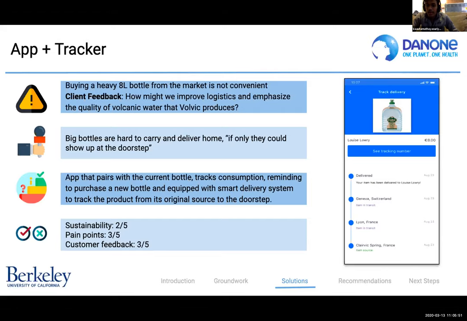So when the tracker tracks consumption, it will say, based on your drinking habits, we believe you're going to be done with drinking in 2 days' time. Do you want to purchase a new bottle? The app would then suggest ordering a new bottle, and facilitate the new bottle and its new tracker code. There'll be some kind of sensor on the bottle. Is that what you're saying? I see. Okay.